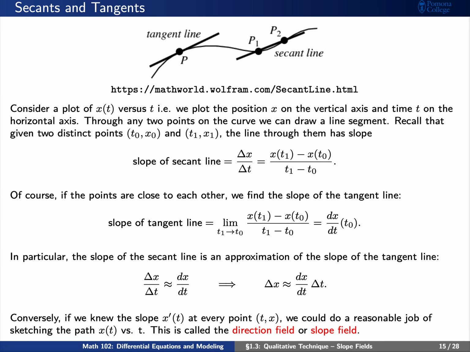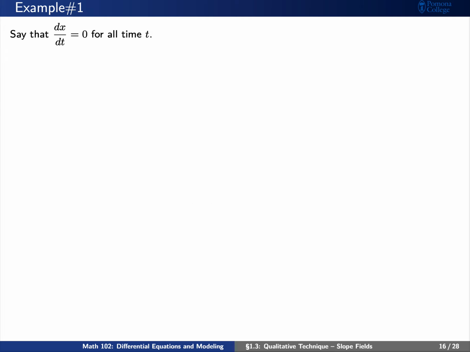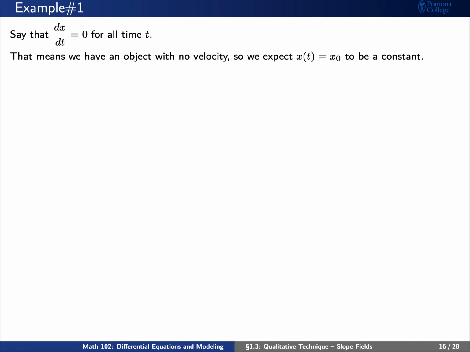Conversely, if we knew the slope, x prime of t, at every point t comma x, then we could do a reasonable job of sketching the path x of t versus time t. This is called the direction field or the slope field. We'll give some examples to explain this phenomenon. Let's consider a function x such that its derivative dx dt is equal to 0 for all time t. Physically, this means that we really have an object with no velocity, so we expect its position to be a constant. That is, x of t equals x0 must be a constant function.